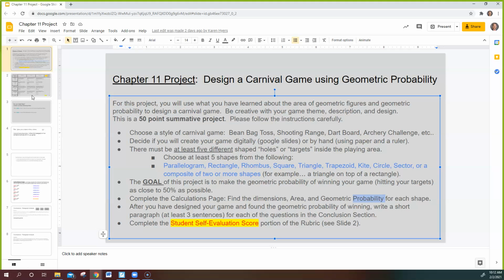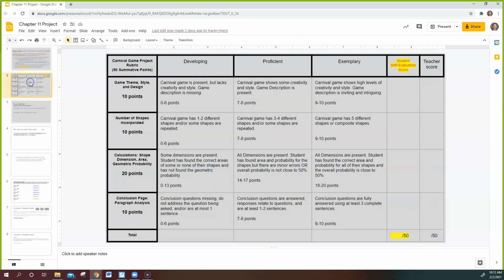Is the 50% the total percentage of hitting the target? It's all the targets put together. Yep. So I'll show you as an example here.